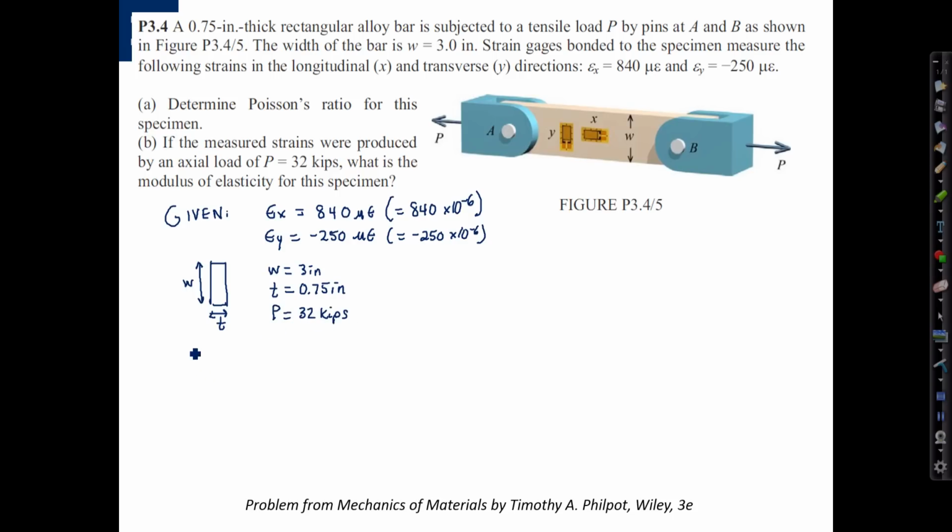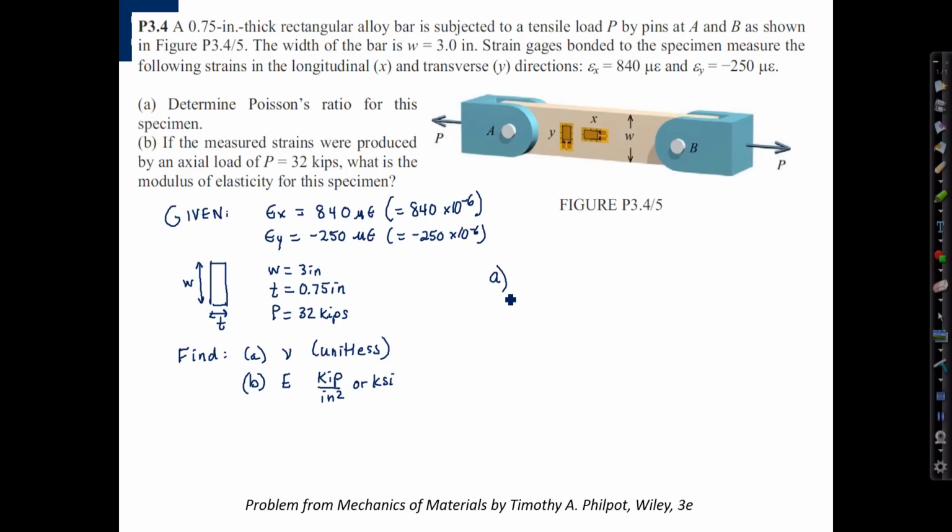Now let's summarize what we need to find. We want to find for Part A Poisson's ratio, which is unitless. And we want to find for Part B the modulus of elasticity. Worth noting before we even start the problem that the modulus of elasticity has the same units as stress, and if we are working in English units, we typically like to express stress in kips per square inch, or I like the shorthand KSI. So that will give us what we need for a unit check.